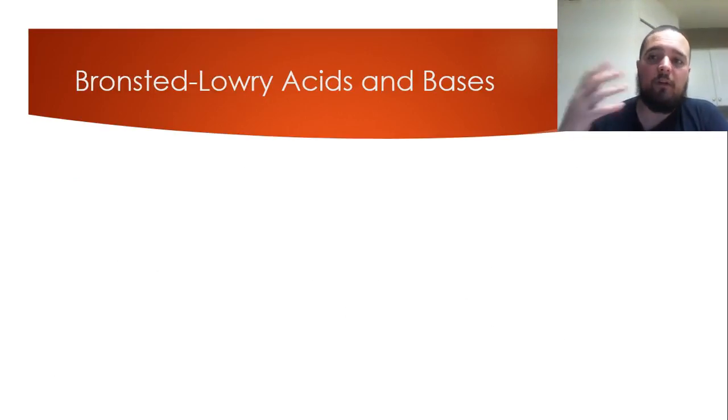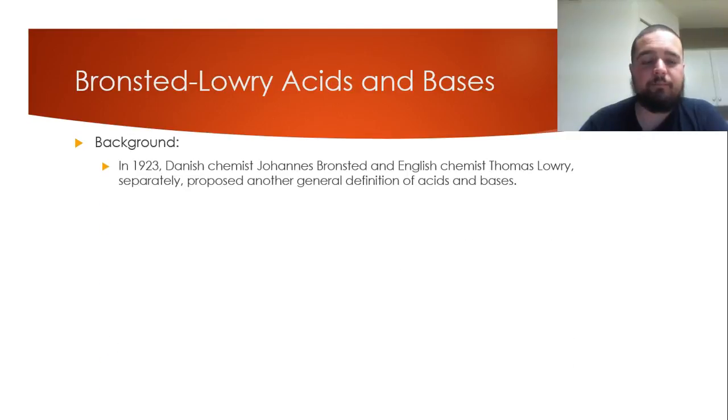So now that we're talking about these conjugates, we're going to start diving into what's considered Bronsted-Lowry acids and bases. So again, a little bit of background here. 1923, Danish chemist Johannes Bronsted and English chemist Thomas Lowry. It's very key here: separately. They didn't even work together on this. They're in two different countries at the exact same time, and they just so happen to come up with the exact same definitions for acids and bases, for this general definition of acids and bases.